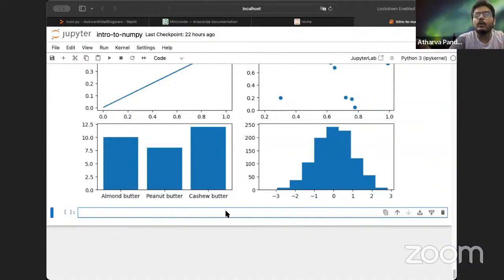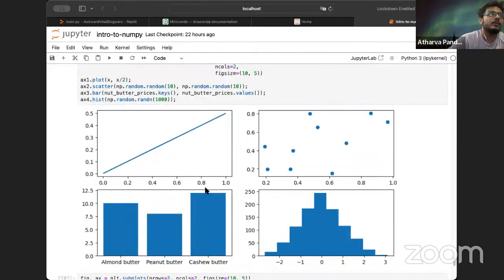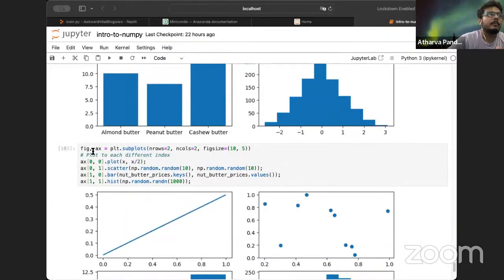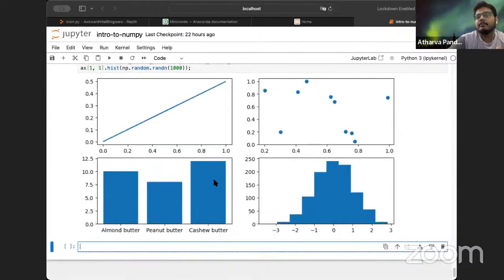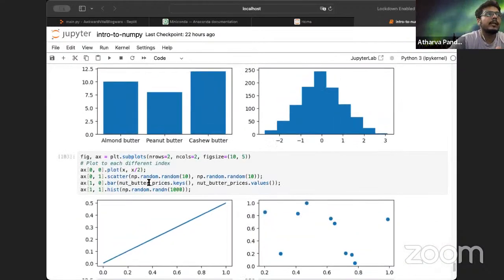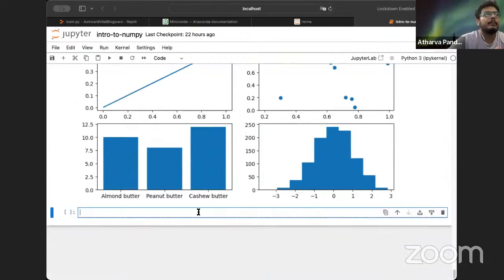How do you use the object-oriented interface? Nothing fancy. You just use subplots and get figure and AX. But if you want to do just a basic PyPlot thing, you can just do plt.plot and it should plot your stuff. So it's nothing fancy.